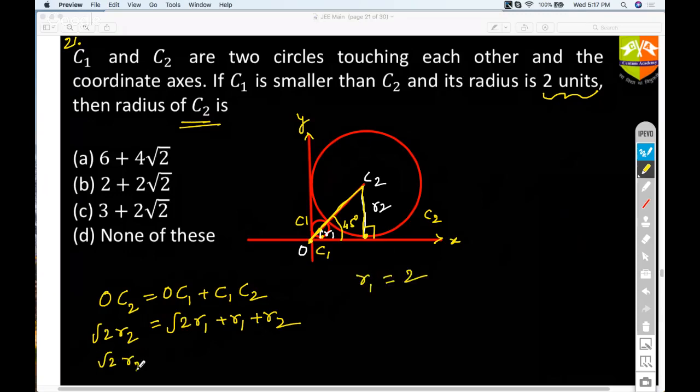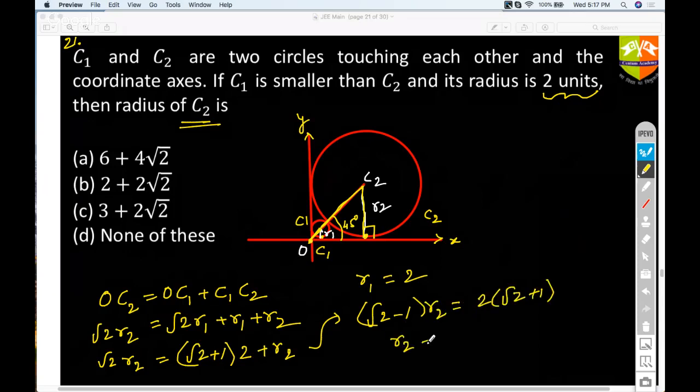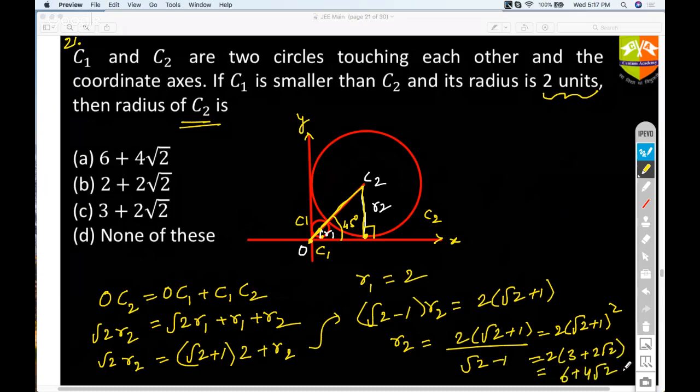So I can put it over here. So this will become root 2 plus 1 into 2, okay, plus R2. So this implies root 2 minus 1 R2 is 2 times root 2 plus 1. So R2 is going to be 2 times root 2 plus 1 by root 2 minus 1. If I rationalize this, it becomes root 2 plus 1 square. That's going to be nothing but 3 plus 2 root 2. Correct? So your answer is going to be 6 plus 4 root 2. Option number A is going to be the right option in this case.